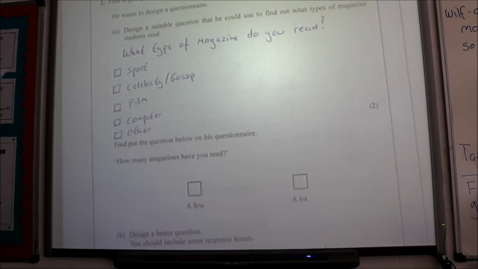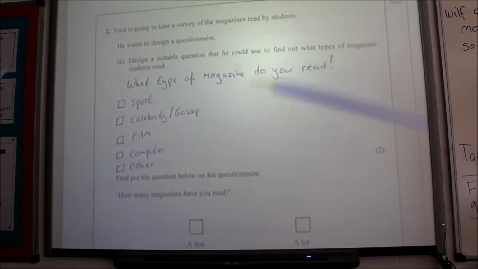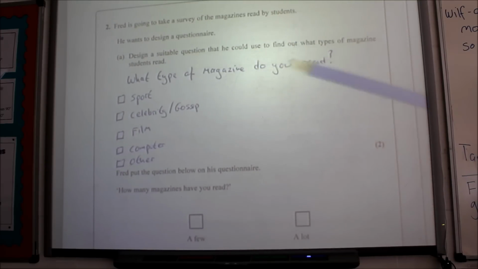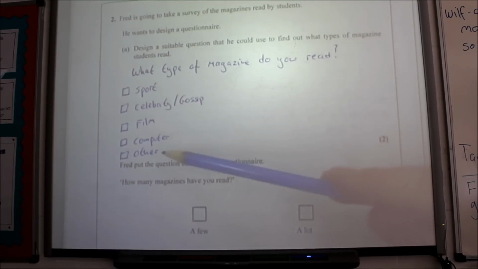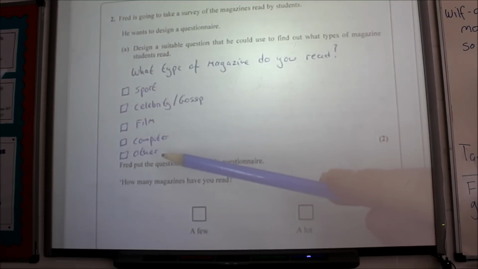Question 2. Fred is going to take a survey of the magazines read by students. He wants to design a questionnaire. Design a suitable question he could use to find out what types of magazines people read. What type of magazines do you read? It's fairly simple. Give some option boxes there: sport, celebrity gossip, film, computer, anything you want really. It could be, I don't know, football or whatever. Always have another box at the bottom, because there'll be someone who reads a magazine out there about train spotting or something, so you need to include them.